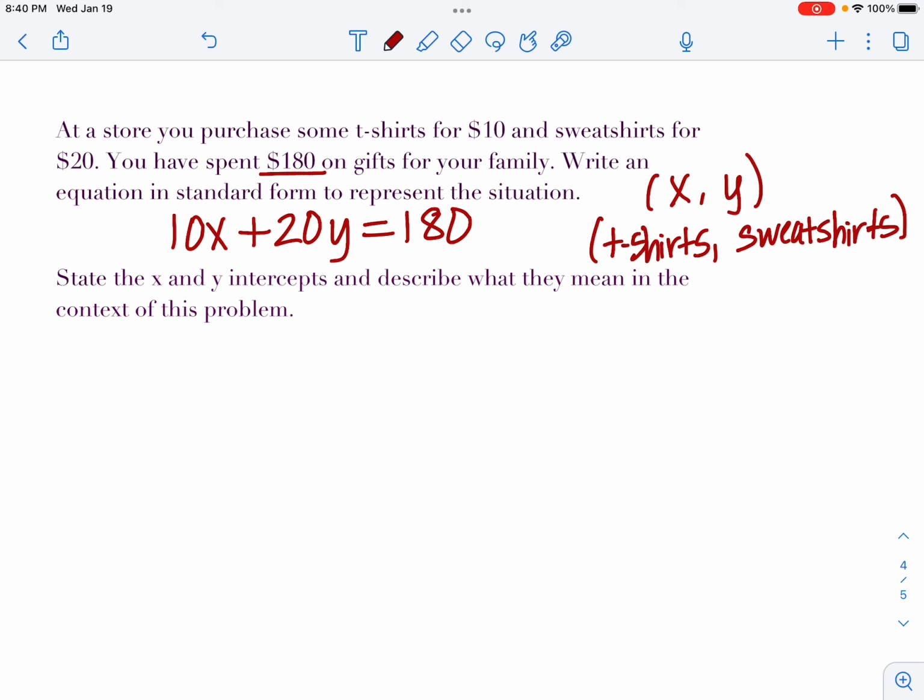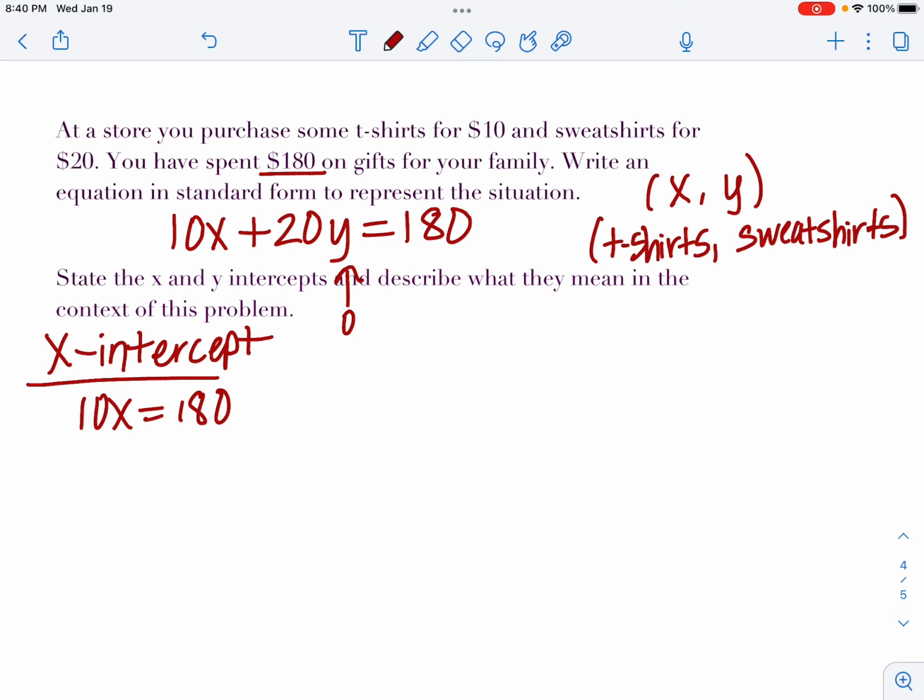Once again, the x-intercept is when y is 0. So if I plug in 0 in for my y value, that essentially cancels out my 20y in my equation. So I am then left with 10x equals 180. Solving this using inverse operations leaves me with an x value of 18. So my x-intercept is at the point 18, 0.